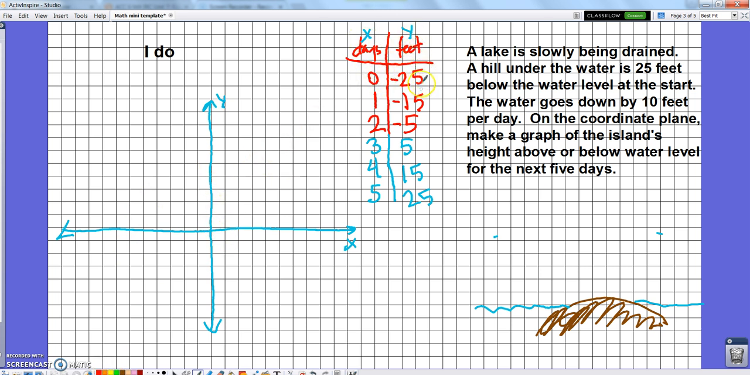So I'm going to need a scale to get to 25 and negative 25. For x I can use ones. I can just think of that being 1, 2, 3, and so on. Negative 1, negative 2, negative 3, and so on. Here I'm going to need some kind of scale. Maybe I'll go by 5s. 5, 10, 15, 20, negative 5, negative 10, negative 15, negative 20. Remember, I stay on the lines. I don't use the spaces, I use the lines on the coordinate plane. There we go. So I go 0 days, negative 25 feet. 5, 10, 15, 20, 25.